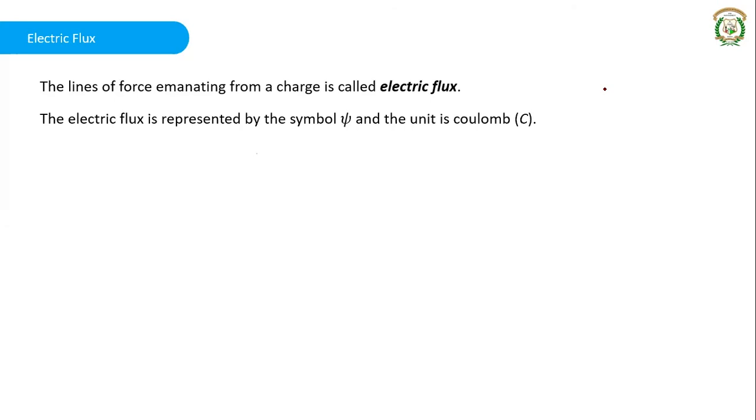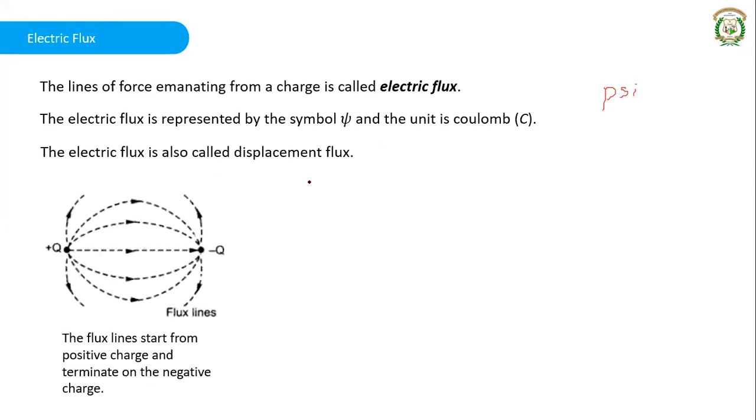Electric flux is represented by the symbol psi. Okay, this is pronounced psi, the Greek letter psi. P is silent. It is pronounced psi, and the unit is coulombs itself. The same unit as for charge. The unit for electric flux is coulombs, and the symbol is psi. The electric flux sometimes is also called displacement flux. Okay, electric flux is also called the displacement flux.